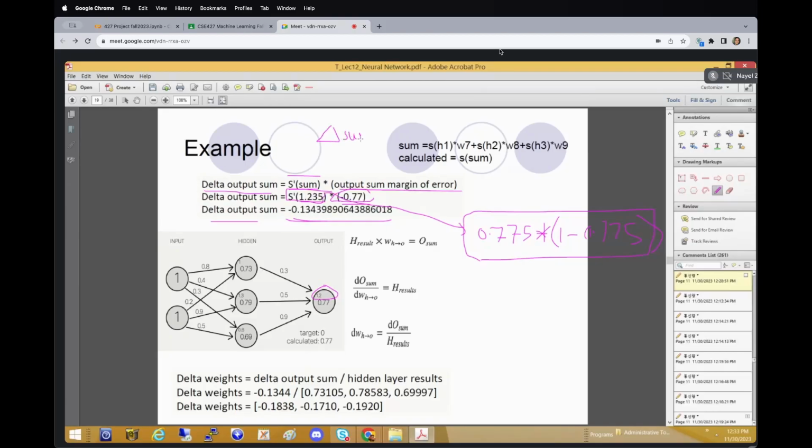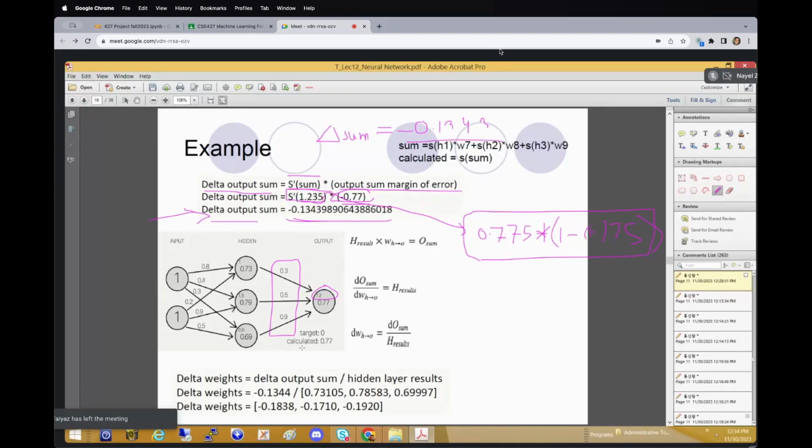The value of our delta output sum is minus 0.1343. Okay, now what we have to do is, we got this, but using that, we have to update these values. So how can we update those values?